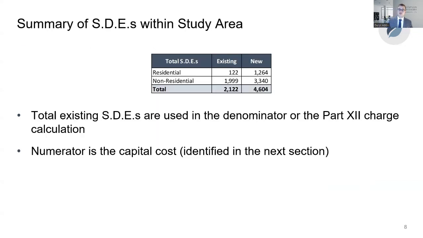If we're looking at the number of single detached equivalent homes in the study area, there's about 2,122 existing single detached equivalent homes and about 4,604 new single detached equivalent homes. I'll show you in the next couple slides, but the total existing single detached equivalents will be used as the denominator in our calculations for this Part 12 charge. The numerator is going to be the capital costs. So we'll take the total capital costs to be recovered from the charges divided by the total number of single detached equivalent homes to come up with a charge per single detached equivalent home.